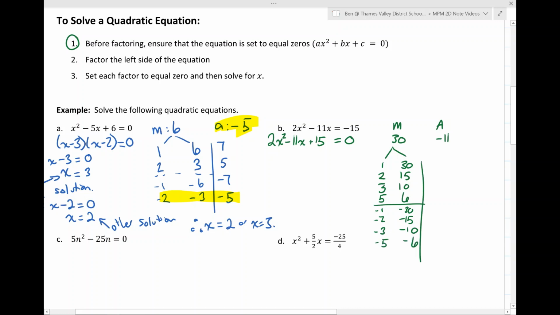And I'm looking for the ones that add up to negative 11. If I'm adding them up across the rows here, 1 plus 30 equals 31. 2 plus 15 equals 17. 3 plus 10 equals 13. 5 plus 6 equals 11. Negative 1 plus negative 30 equals negative 31. Negative 2 plus negative 15 equals negative 17. Negative 3 plus negative 10 equals negative 13. We know the drill here. Negative 11 as my last one here. That's the one I'm looking for. It adds up to negative 11.